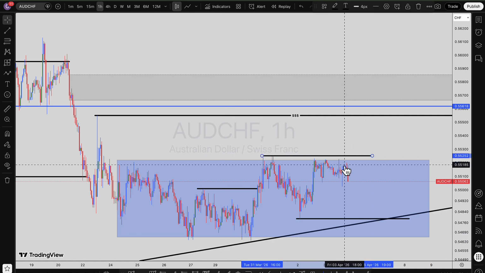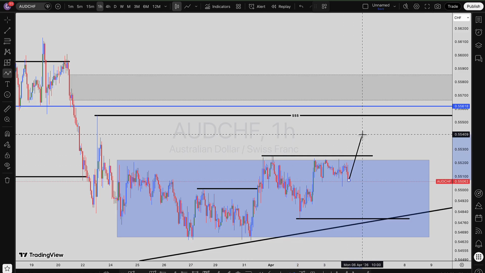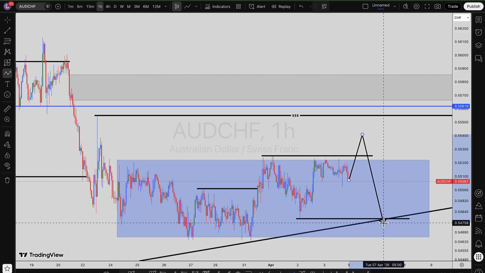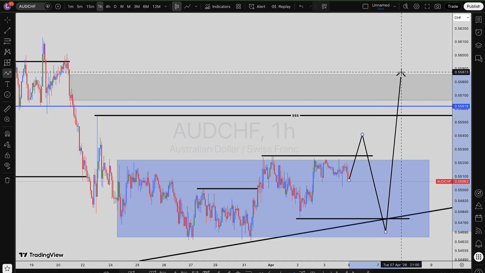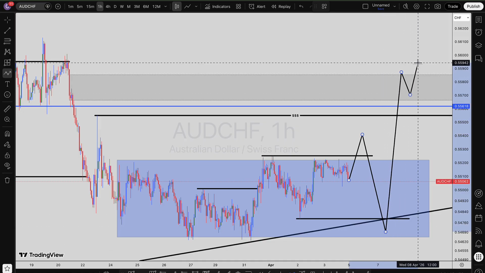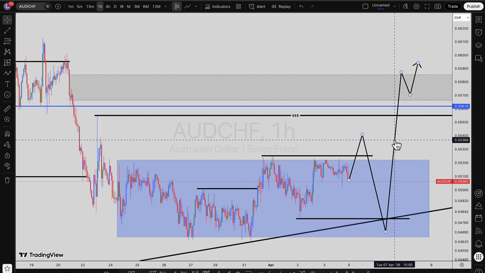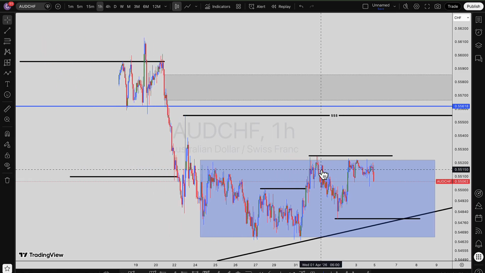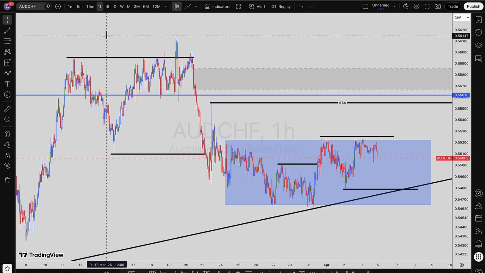If we break this level all the way up, and then price does something like this, moves up, then comes back to test this, maybe use trendline liquidity, whatever, before it expands to this level, then look out for something of such before we mark down. So this is what I am seeing on the AUD against the Swiss franc. So next week, let's see how far price can go.